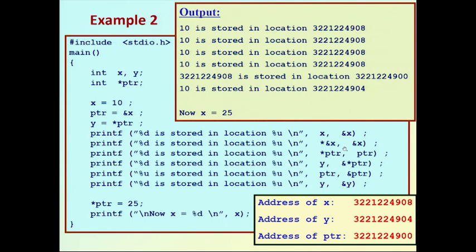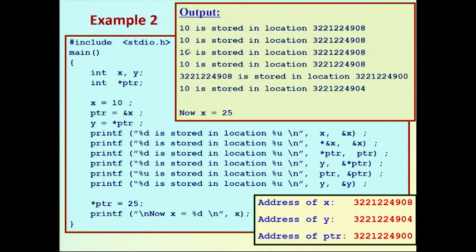Now we are giving *ptr and ptr. What is *ptr? *ptr is y, and ptr is &x, that means *ptr is 10 only.